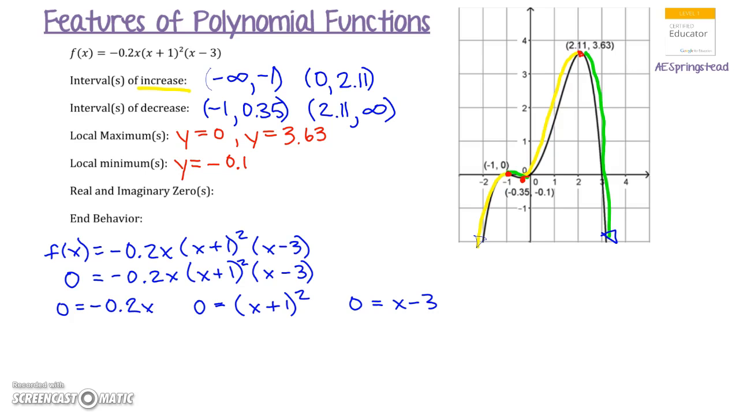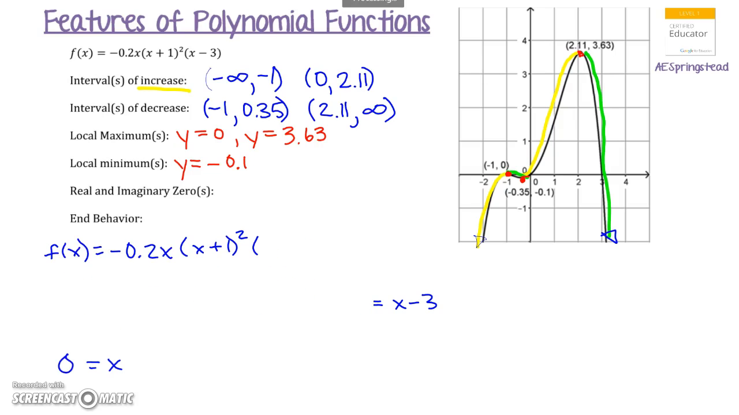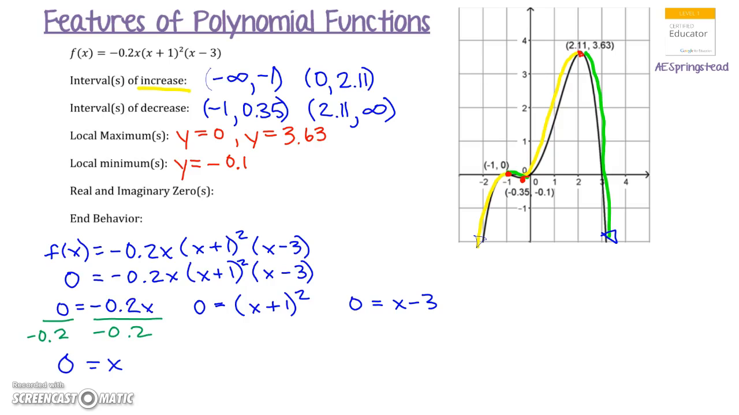The first one's going to be fairly easy to solve. We just divide both sides of the equation by negative 0.2. And that will give us that x is equal to 0, because 0 divided by any non-zero number is just equal to 0. For the next problem, we have this squared that we need to get rid of.